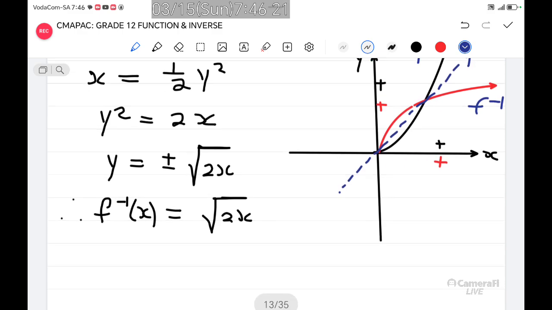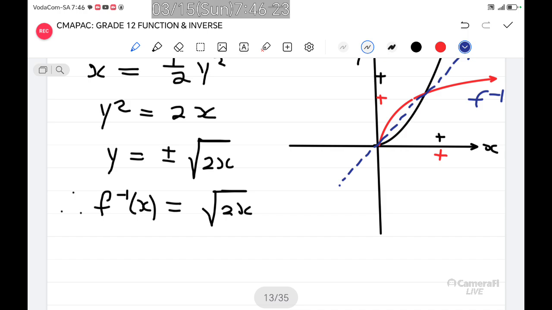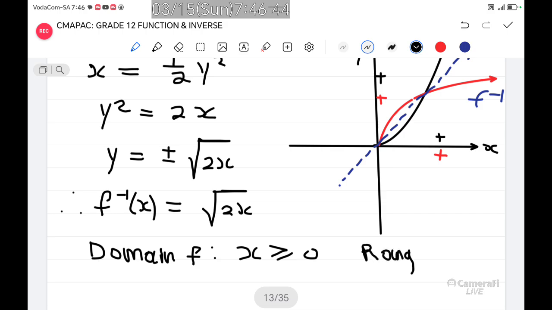So let's do the domain. The domain of f cannot be x an element of all real numbers. It has a restriction: x is greater than or equal to 0, and the range of f, you can see, is y must be greater than or equal to 0 also.